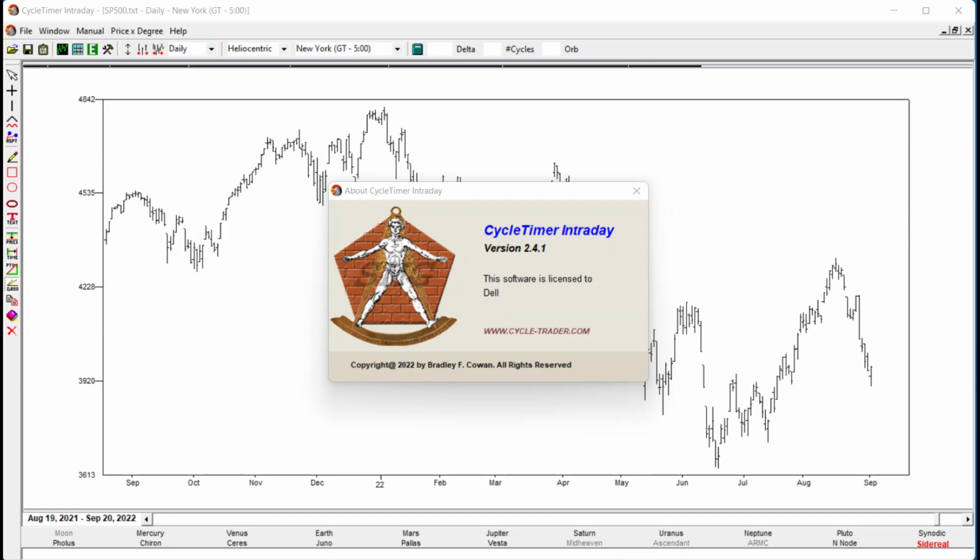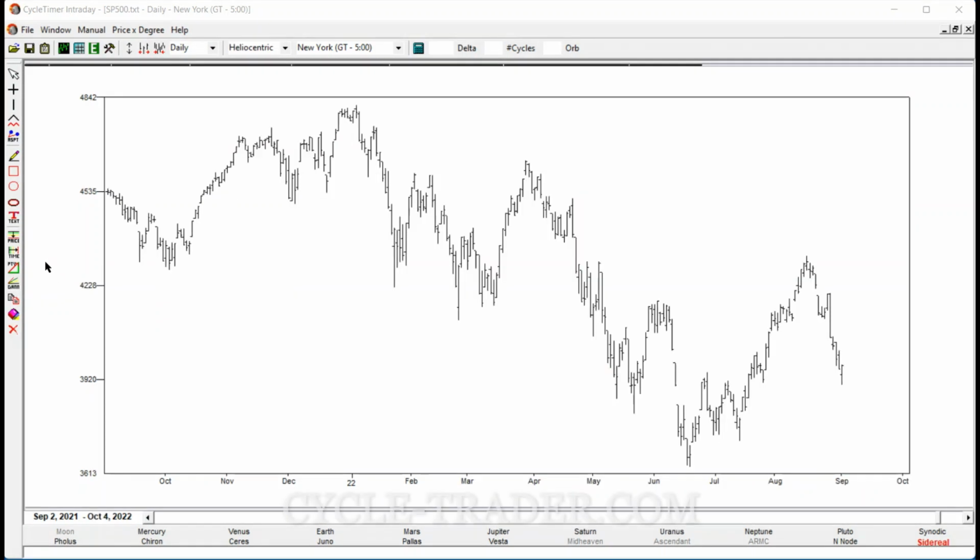Cycle Timer 2.4.1 is used to open the contemporary SP500 daily chart. The PTV tool is chosen from the left toolbar. When the PTV is drawn for the final move into the top, it is seen that the price side of the triangle is about 324, and the time side is 21 days. The hypotenuse of this triangle is also 324, the same as the price side, effectively eliminating the time element.